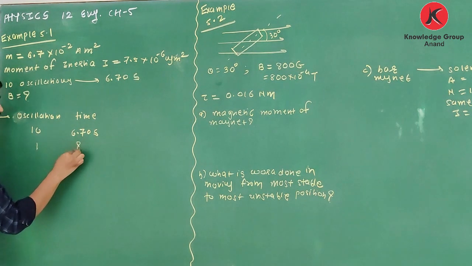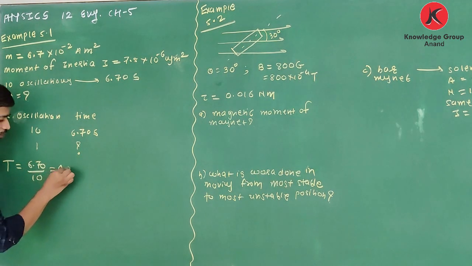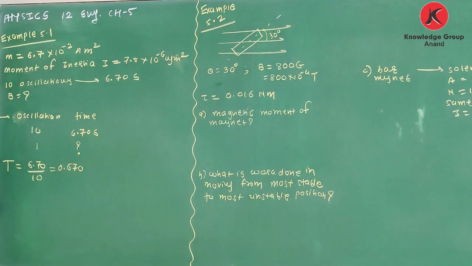So for one oscillation, what is the time? That time is called the time period T. T is equal to 6.70 divided by 10. So it is 0.670 seconds. Clear about this? Okay. Now you have to find what is the magnetic field.